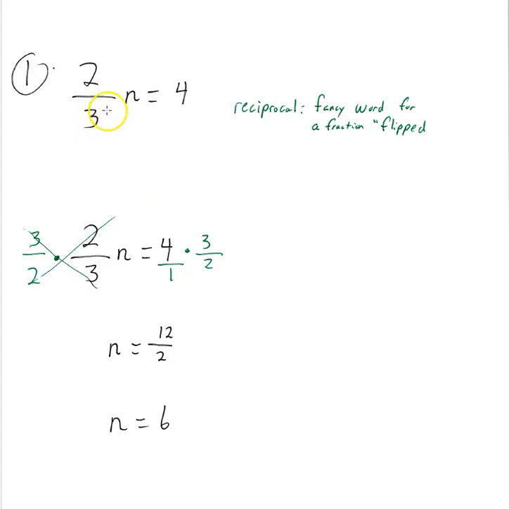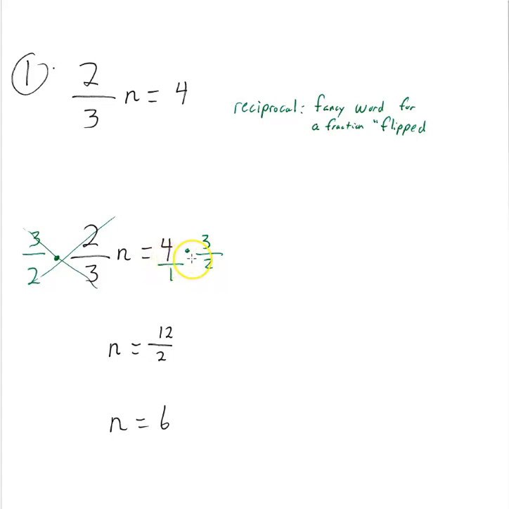So number one, I had 2/3 n equals 4. Remember what we learned: to get n by itself, you need to somehow get rid of this 2/3. Normally we divide by 2/3, but we're going to use what's called a reciprocal. That's a fancy word for a fraction flipped. Notice what I put over here: 3/2, the reciprocal. 3 divided by 3 is 1, 2 divided by 2 is 1, and I get 1. So by multiplying the reciprocal, I get 1n.